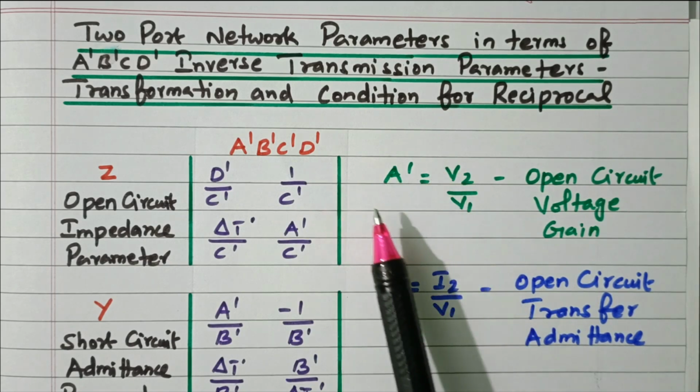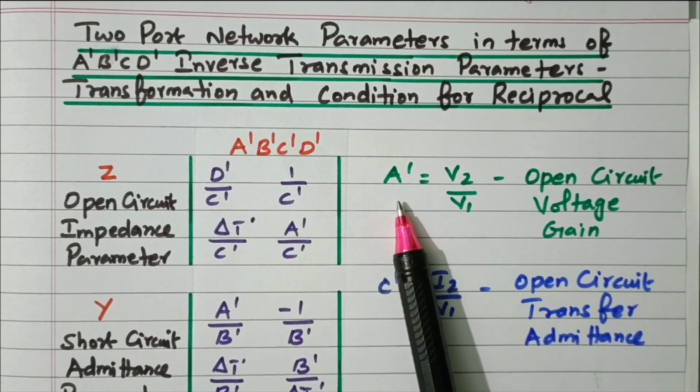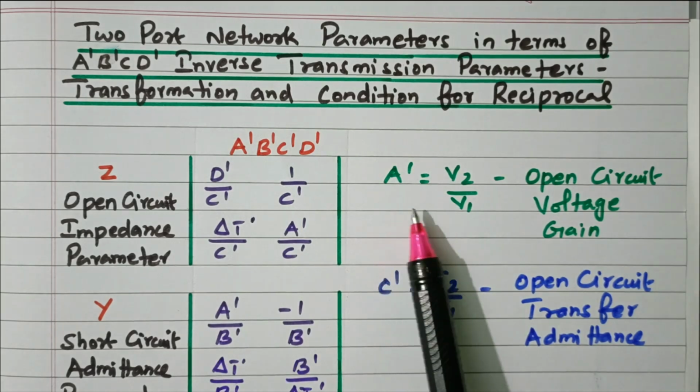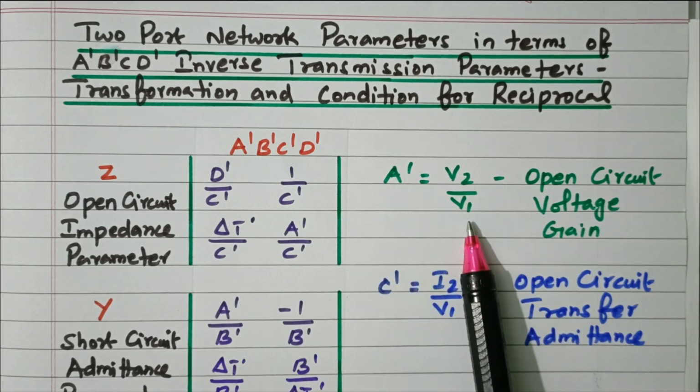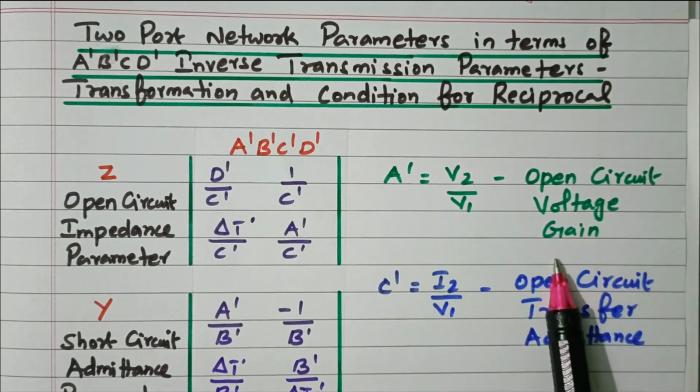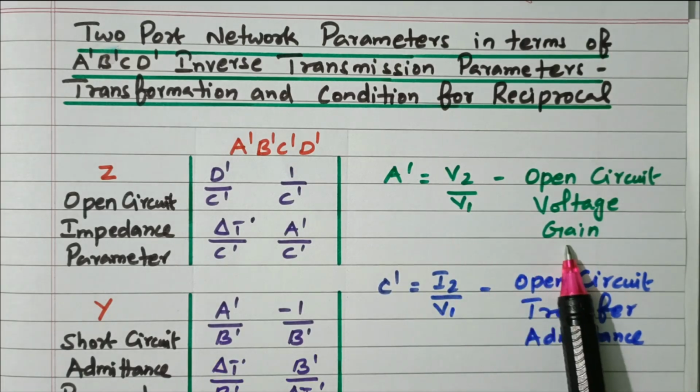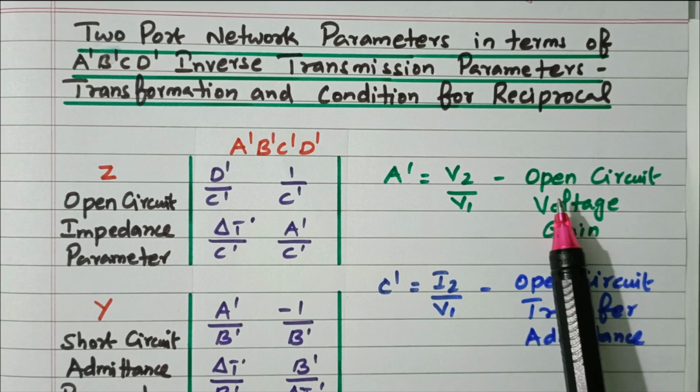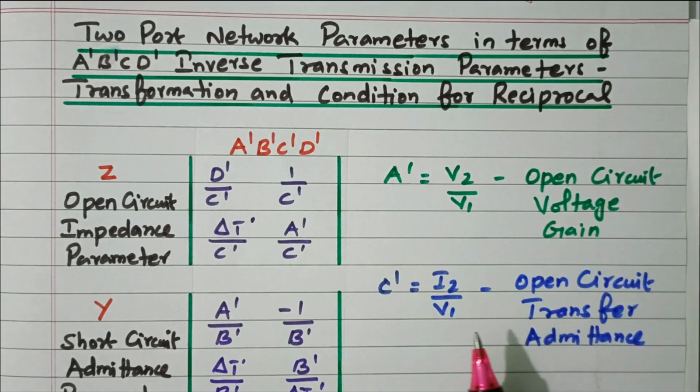Before going to the transformation, we will see the notation for A dash, B dash, C dash and D dash. A dash is nothing but V2 by V1, open circuit voltage gain. Both are voltages, so it is a voltage gain. The output port is open circuited, so open circuit voltage gain. C dash is I2 by V1. Here also open circuited, and current by voltage gives admittance: secondary current and input voltage, so it is the open circuit transfer admittance.